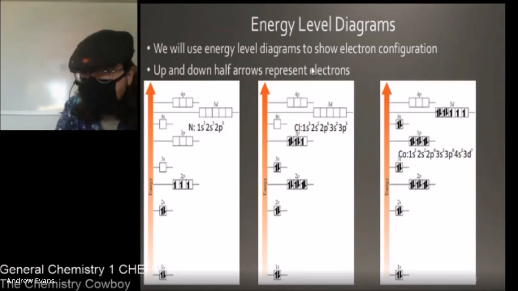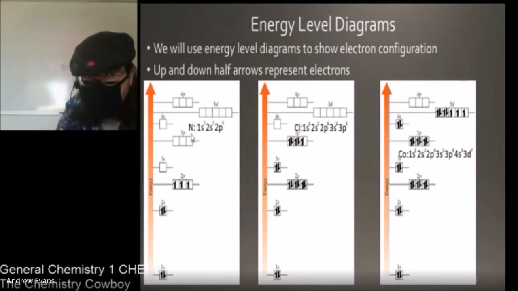So nitrogen has 7 electrons. I could draw this on the screen, but it's going to be a pain. So 7 electrons for nitrogen: 1 up, 1 down, so that's 2 electrons. Up, down, that's 4. Up, up, up, that's 7. All 7 electrons are accounted for.